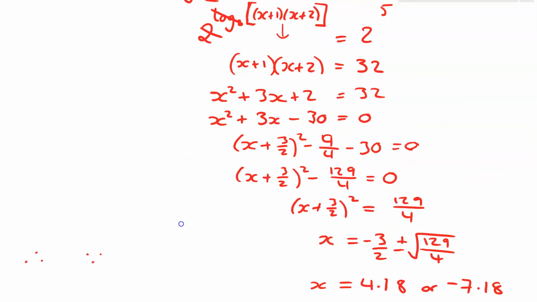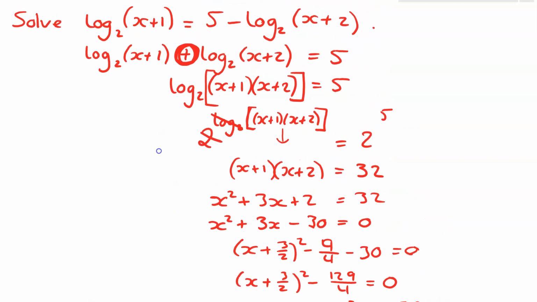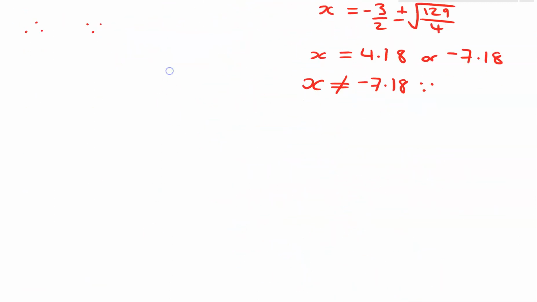If you go up to the original, you're trying to log x plus 1 and x plus 2. Either way, you're trying to log a negative. Right, so log of x cannot be negative.